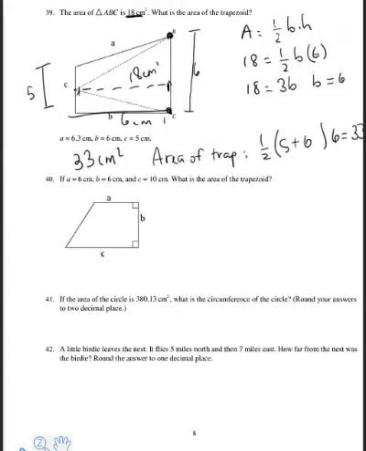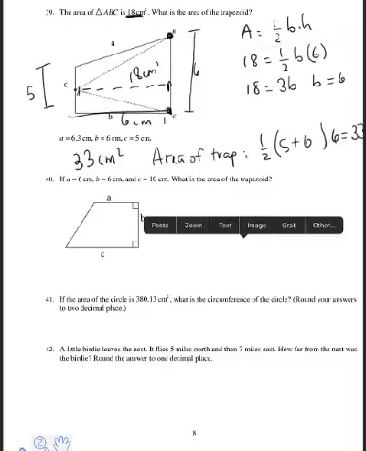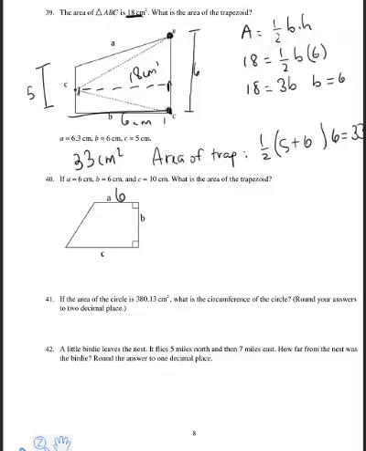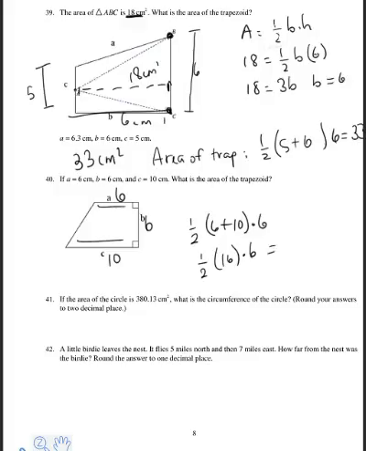Okay, question 40. This is 6. C is equal to 10. B is equal to 6 as well. So this is a fairly straightforward question. What's the area of the trapezoid? It's 1/2 the sum of the two bases. The bases of the two parallel sides, so it's 6 plus 10 multiplied by the height of 6. So we have 1/2 times 16 times 6. 8 times 6 is 48 square centimeters.